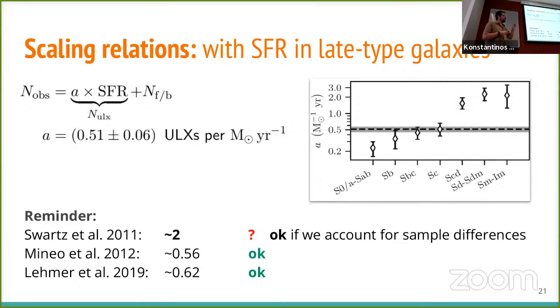Now, having the morphological dependence, you can correct for the biases in a sample. SMARTS, unfortunately, couldn't have more large-scale galaxies because it used a complete sample up to 11 megaparsecs. So the sample contained a lot of irregular galaxies. If you correct for this factor and some other factors of how you calculate X-ray luminosities, it is consistent.